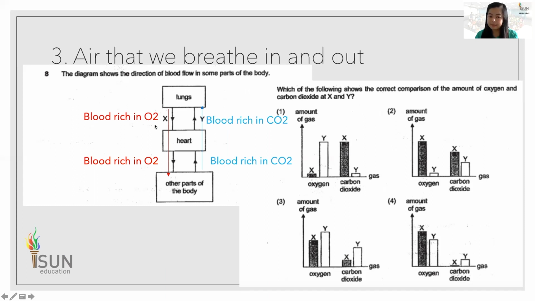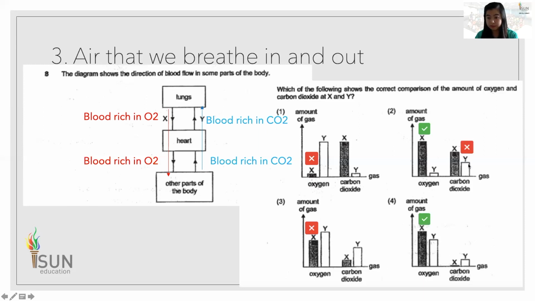Now, we decide based on X first, and let's look at all the graphs related to X. So we know that it's blood rich in oxygen, and these two graphs show high level of oxygen. The other two graphs show lower amount of oxygen, which is wrong. Okay, now once we decide that, we will look at Y. Y carries blood rich in carbon dioxide. That means there's lesser oxygen and more carbon dioxide.